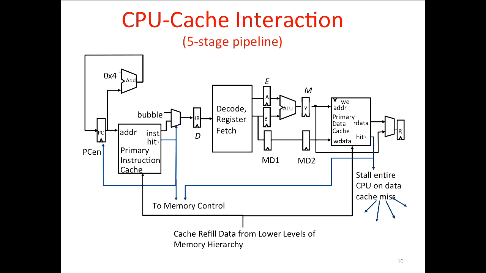So the response was no, the instructions before the miss can carry on through the pipeline. Well, if I freeze everything, they can't move. They're stuck, right? So that's why you don't freeze it. So the question is, if you freeze it, would it be correct?